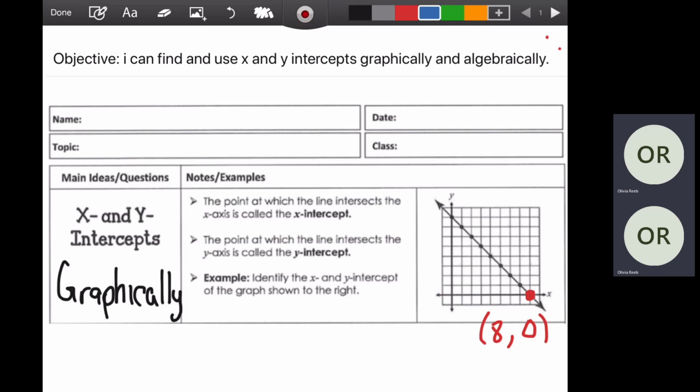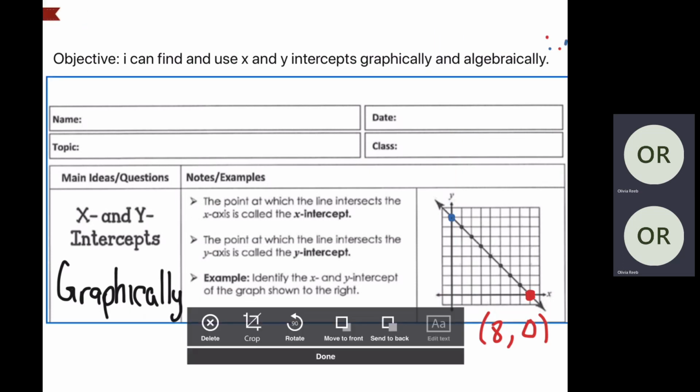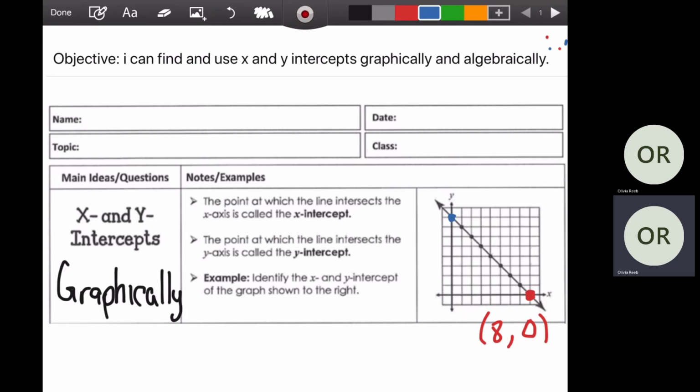Now my y-intercept is where my line crosses the y-axis. This is the y-axis right here. It's the up and down axis. And my y-intercept is where my line crosses my y-axis. That's right here. And that's at the point (0, 8).